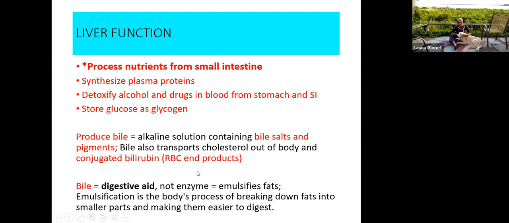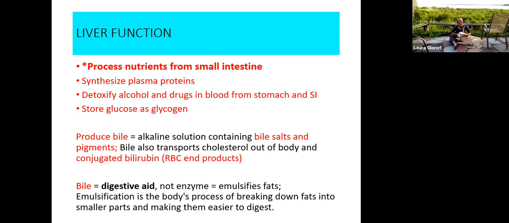It's an alkaline solution containing bile salts and pigments. Bile also transports cholesterol out of the body, and conjugated bilirubin from the RBC end products. So remember when we were talking about breaking down red blood cells in the spleen, where we produce unconjugated bilirubin, and then it's going to pass into the blood because we're going to put molecules around it so it can be transported to the liver. It's going to have to go into venous blood. So we transport that to the liver.